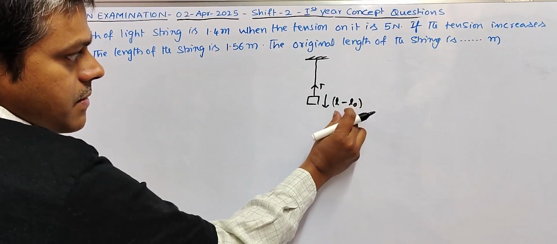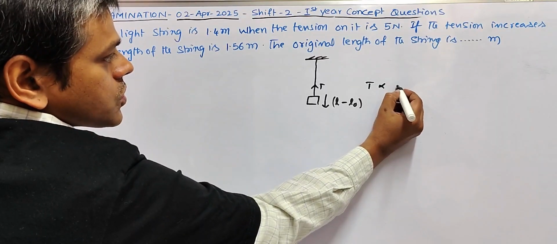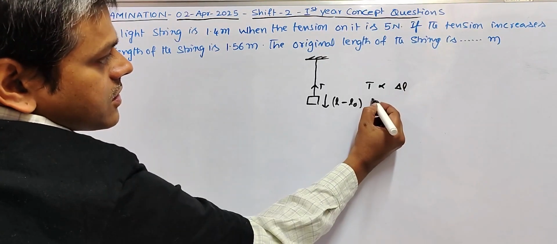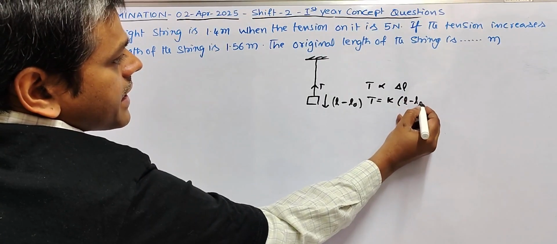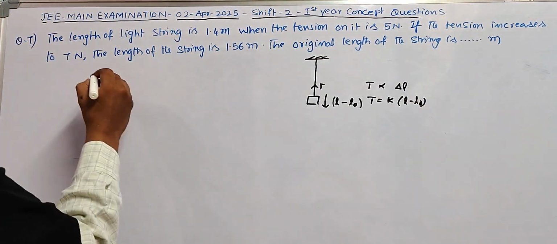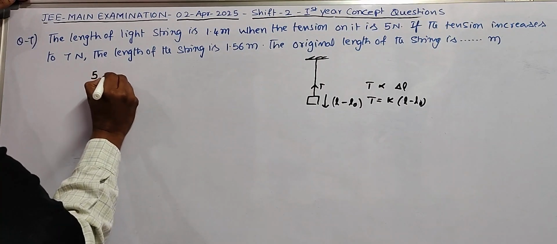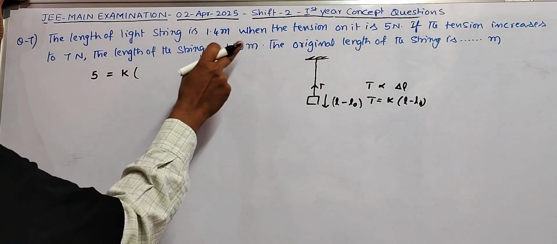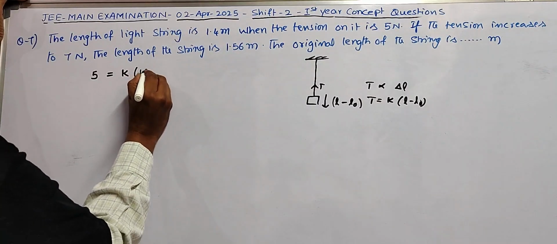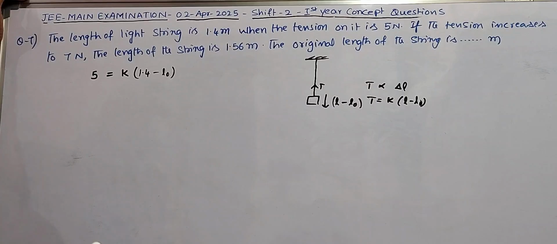So the elongation depends on what? Tension produced. That means the tension force is directly proportional to the change in length. So T is equal to some constant K into L minus L naught, isn't it? So here, when the tension is 5 Newton, K is the spring constant, into the length, which is 1.4 meter. But you don't know the initial length, so it is nothing but L naught.